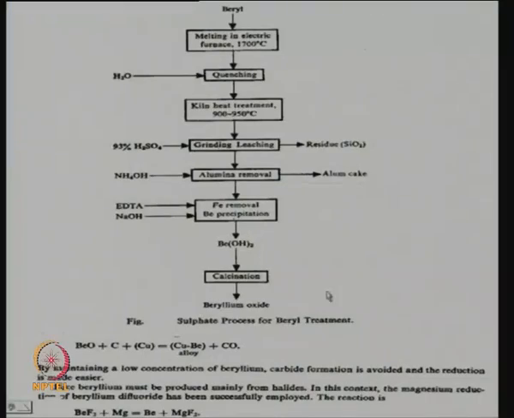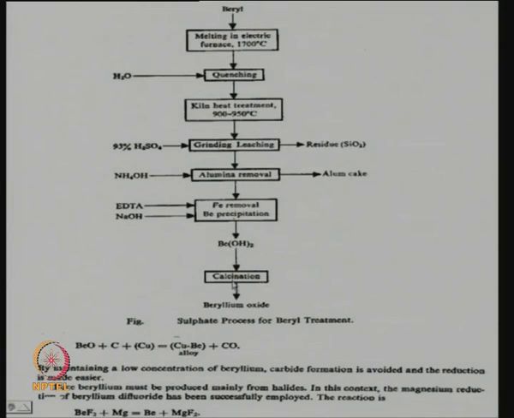Beryl is heated to a high temperature and then the whole thing is put into water, so that there are quench cracks. Otherwise, it is very hard to crush and grind beryl, but by this heating and quenching you create internal cracks, then it becomes very easy to bring down the size. So, that is what is done, and after melting in electric furnace, then quenching, kiln treatment, we do grinding, leaching and all that in sulfuric acid, then ammonia treatment, you remove iron and beryllium is precipitated, finally beryllium hydroxide.